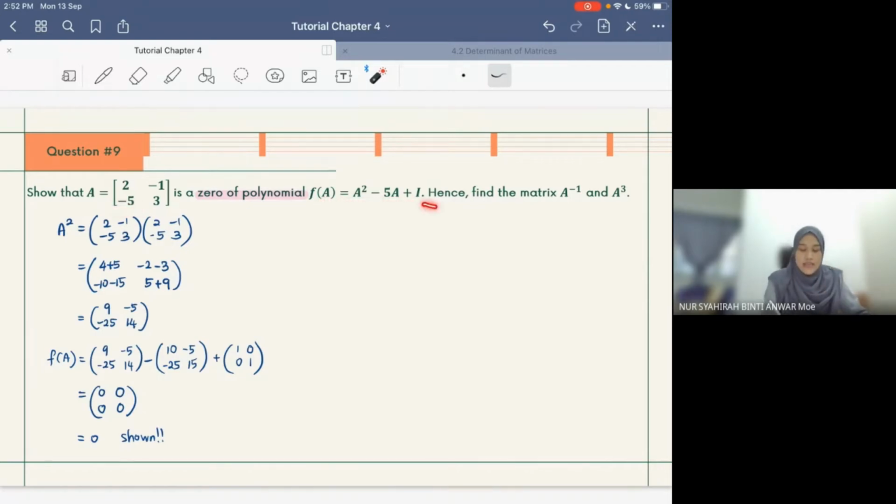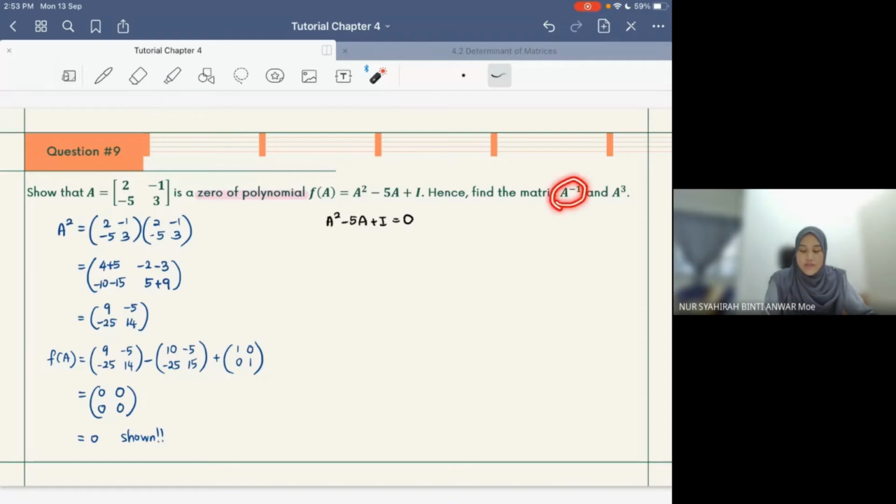Okay. And next it says hence find the matrix A inverse. When it says hence, that means we need to use the results from this answer. So we have shown that this equation is equal to 0. So we start with A square minus 5A plus I is equal to 0. So how do we derive A inverse and also A cube? For A cube there is actually no problem. For A cube, we multiply this whole equation by A, so that here we will get A cube. Then we just rearrange.